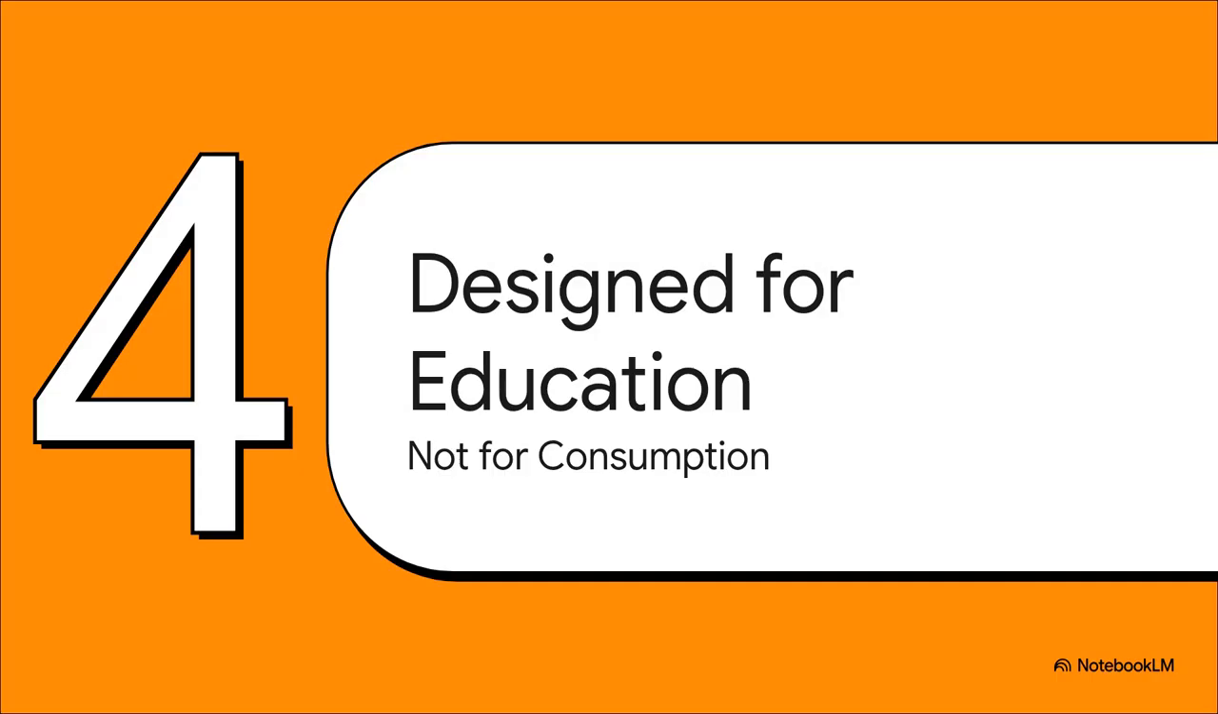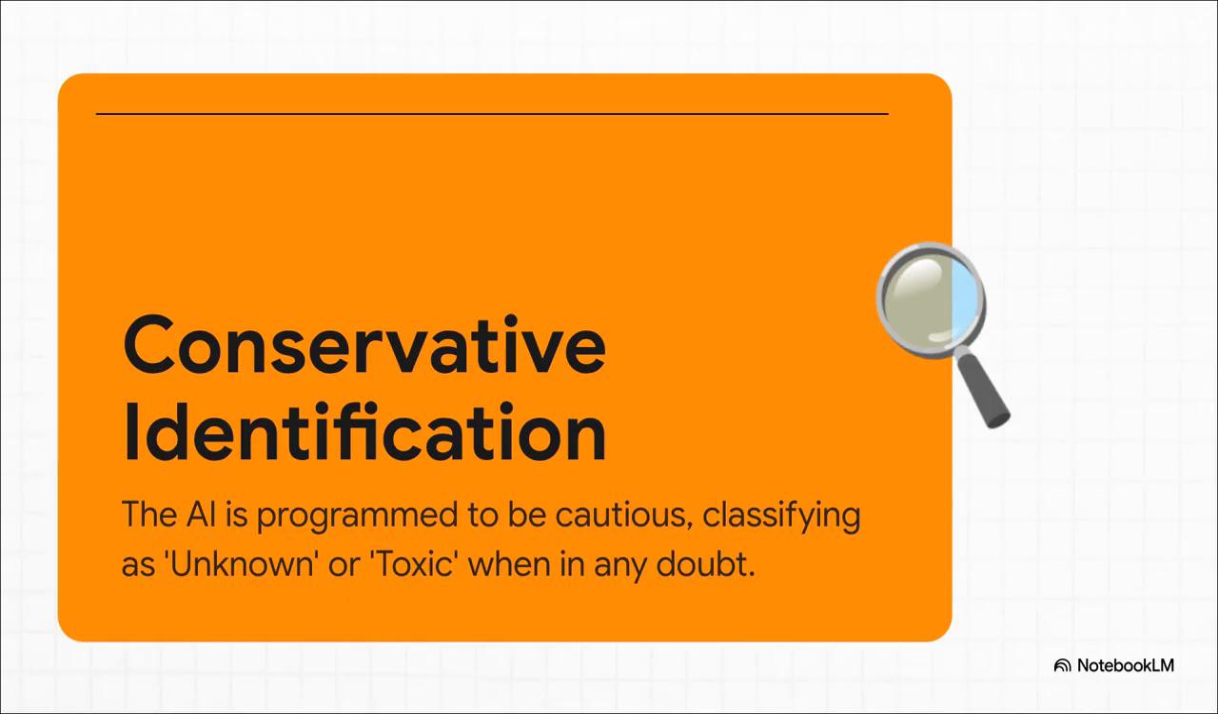So if the risk is that high, how do the developers even begin to manage it? Well, the answer is pretty smart. They've actually built safety right into the app's core design. Let me show you how. It uses something called a conservative identification approach. What that means is the AI is literally programmed to be cautious. If it has any doubt at all, maybe the photo is a little blurry, the angle is weird, it won't take a guess. It will intentionally label the mushroom unknown or even toxic. It's designed specifically to avoid giving you a false sense of confidence.